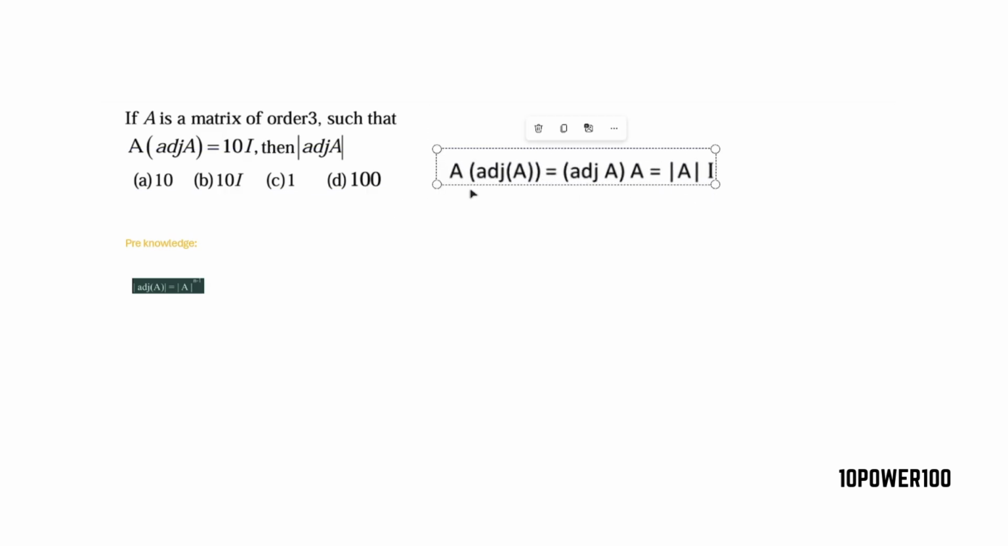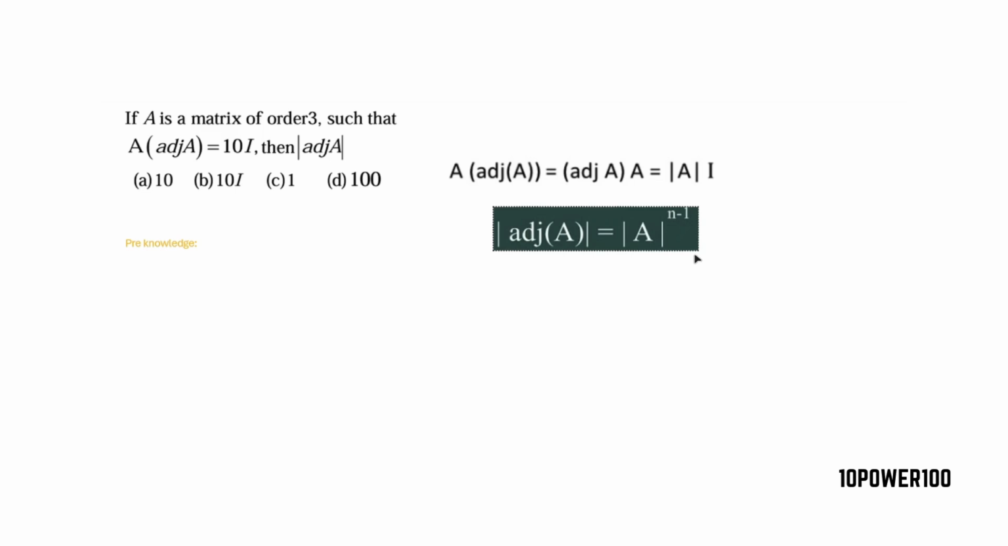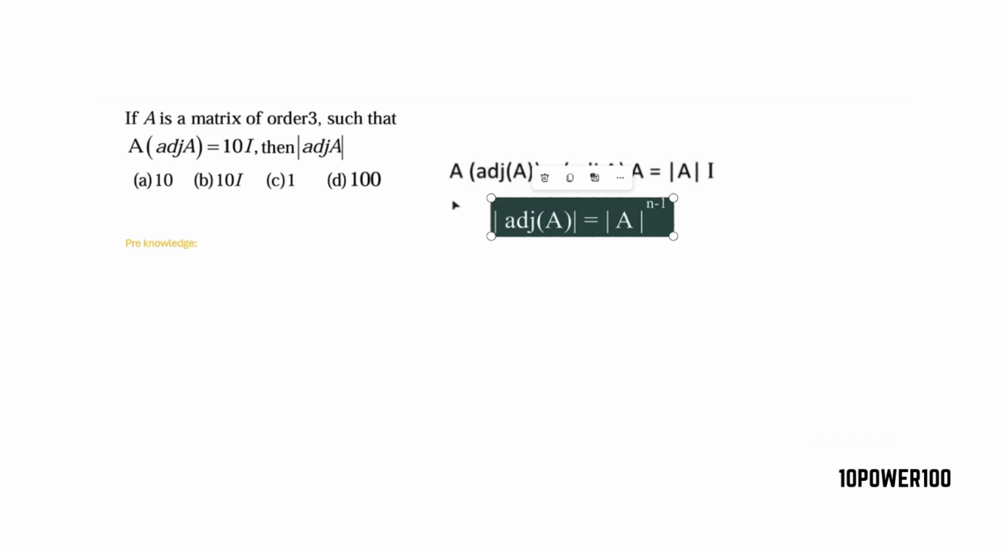So here, if you multiply the matrix A into adjoint of A, or adjoint of A into the matrix A, we will end up getting determinant of A into I. This is one of the major formulas. And the next one is determinant of adjoint of A is equal to determinant of A to the power n minus 1. So let us see how to solve this. By using these two formulas, we are going to solve this.